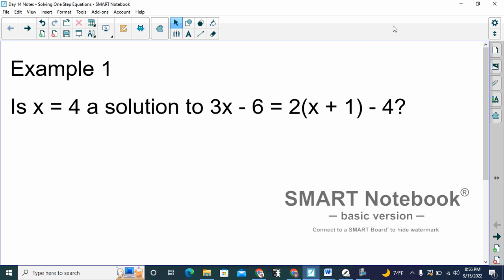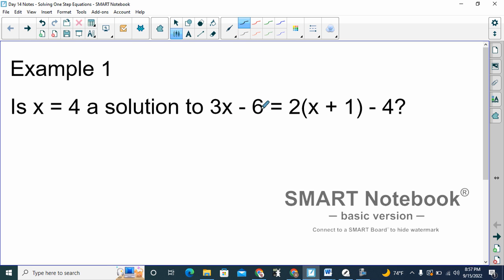Today's notes are all about solving equations, and really the notes that we take for the next week or two, we will be working on solving equations. Today we are solving what is called one-step equations. Example 1 asks, is x equals 4 a solution to this equation?